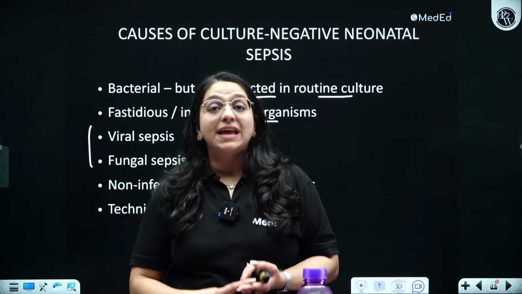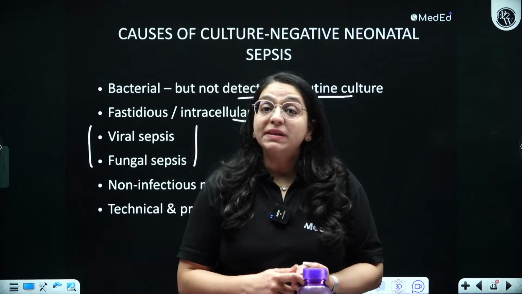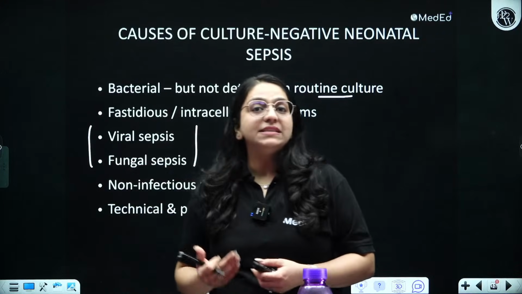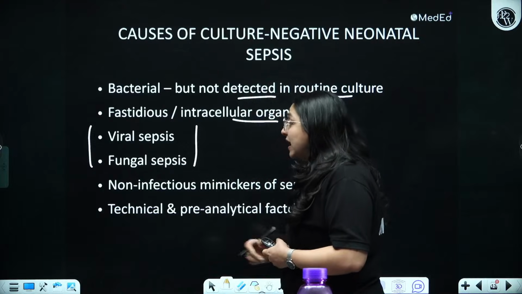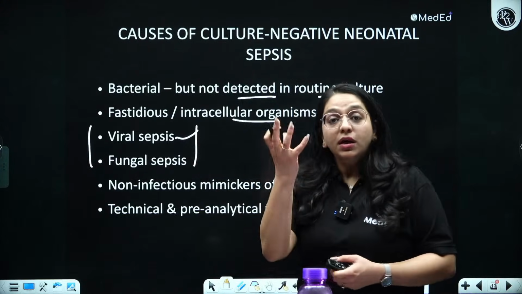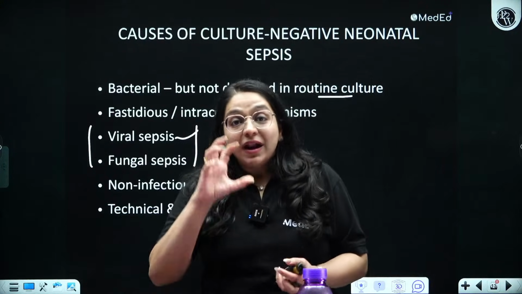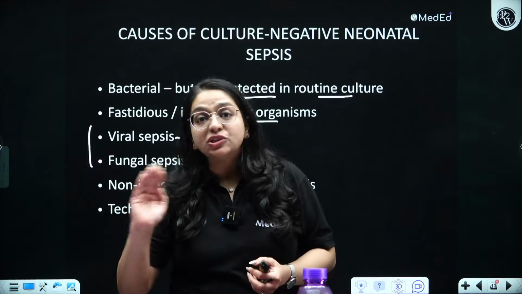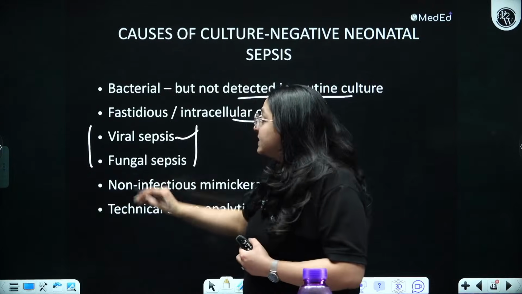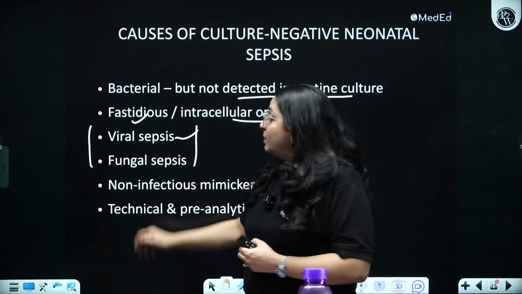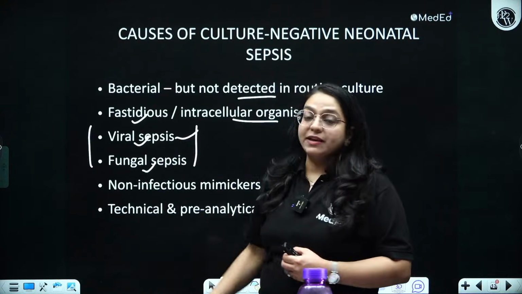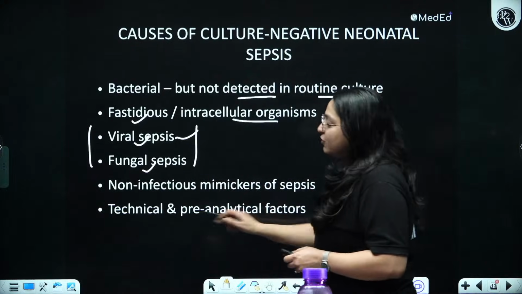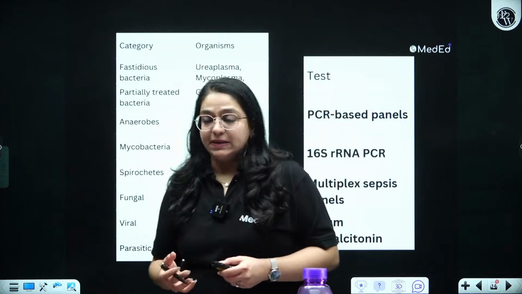Enteroviruses such as the Coxsackie virus, the herpes simplex virus, they can all lead to neonatal sepsis also. In children, they very easily succumb to these infections. In those scenarios, we will not be able to grow them on a blood culture bottle. So if a blood culture report is coming out to be negative, it does not mean that infection is not there. It could be a fastidious bacterial infection, it could be a viral infection, it could be a fungal infection, or it could be non-infectious causes. Then, of course, technical and pre-analytical we have just seen, right?